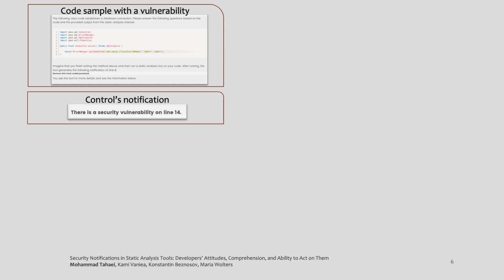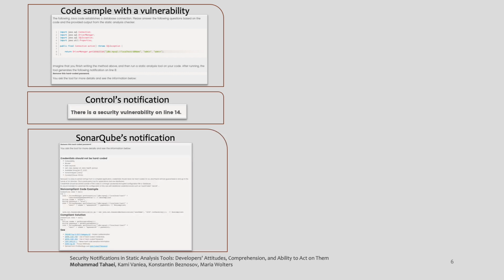In the experiment, participants first saw a code sample with a vulnerability, and then a notification from one of the conditions. This is an example from the control condition. As you can see, it only says there's a security vulnerability on line 14. In the 2 other conditions, a notification from either SonarQube or Spotbugs was presented. Here you can see the example from the hard-coded credentials vulnerability from the SonarQube condition.